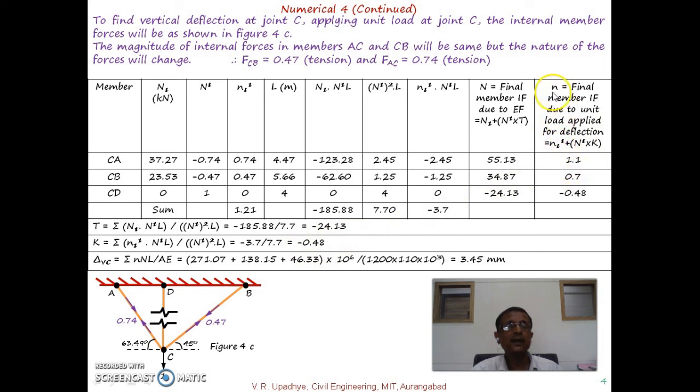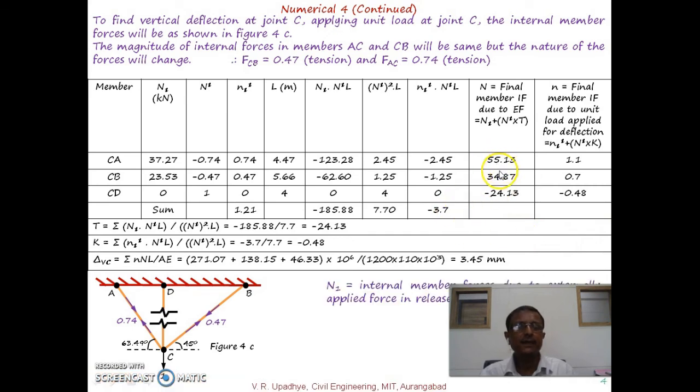Now these small n are the final member forces due to unit load applied at the position where deflection is required. With this, as usual, we can find the deflections. If it is a vertical deflection, you apply a vertical unit load here. So the vertical deflection at point C will be summation of small n, capital N, L divided by AE.